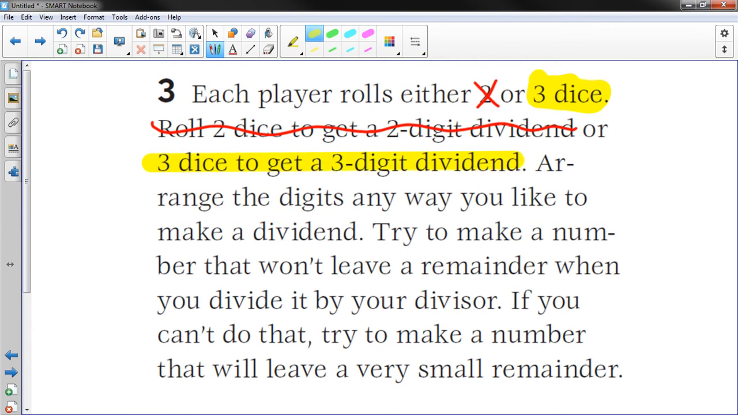Roll 3 dice to get a 3-digit dividend. Arrange the digits any way you'd like to make a dividend. Try to make a number that won't leave a remainder when you divide it by your divisor. If you can't do that, try to make a number that will leave a very small remainder.